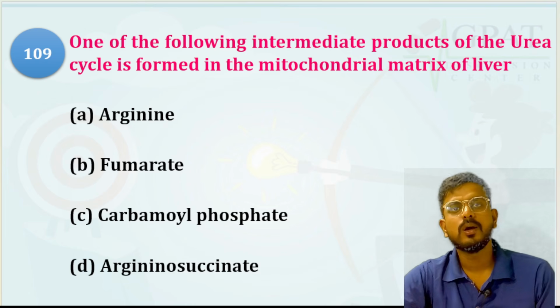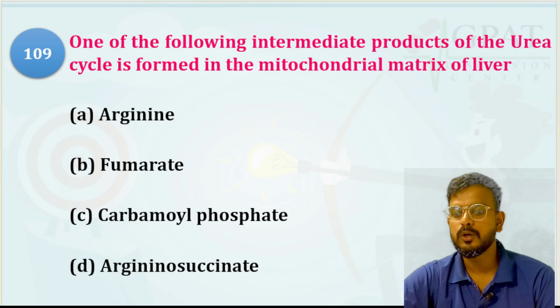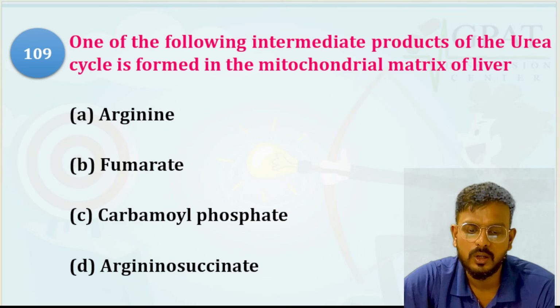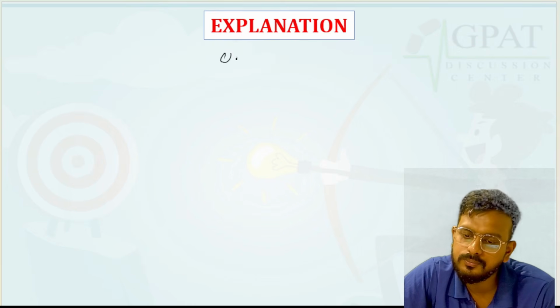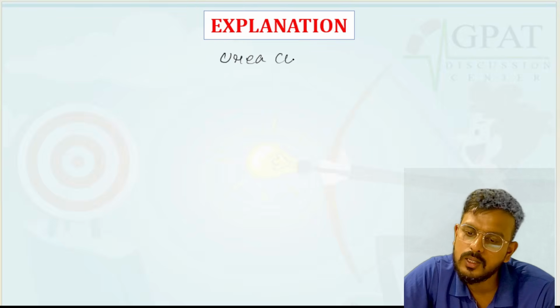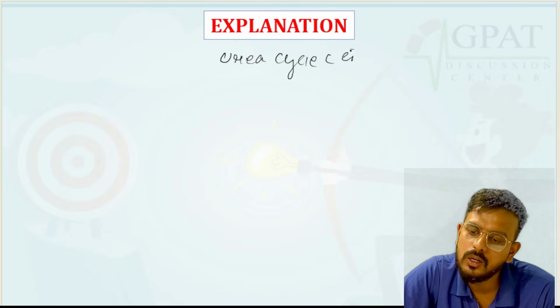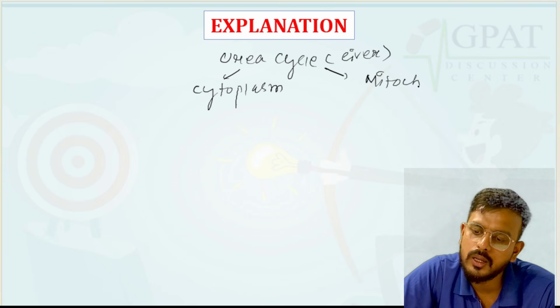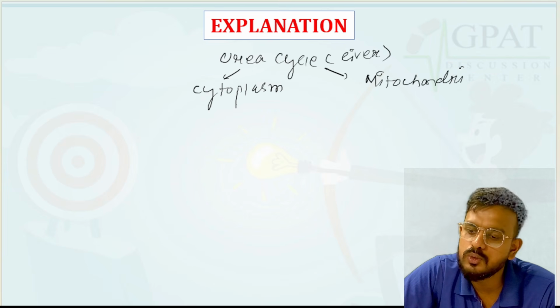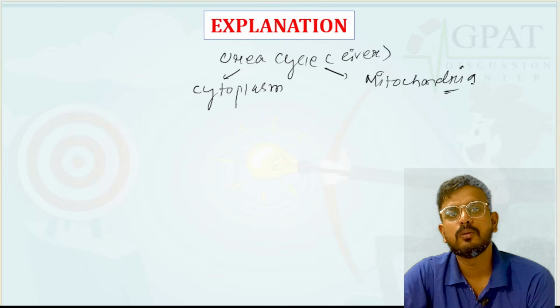Next question: one of the following intermediates that is produced in the urea cycle is formed inside the mitochondria of the liver. Let's talk about this. Your urea cycle takes place in the liver. Some part will be carried out in the cytoplasm, and some part will be carried out in the mitochondria. So now your question is, which part is produced inside the mitochondria?